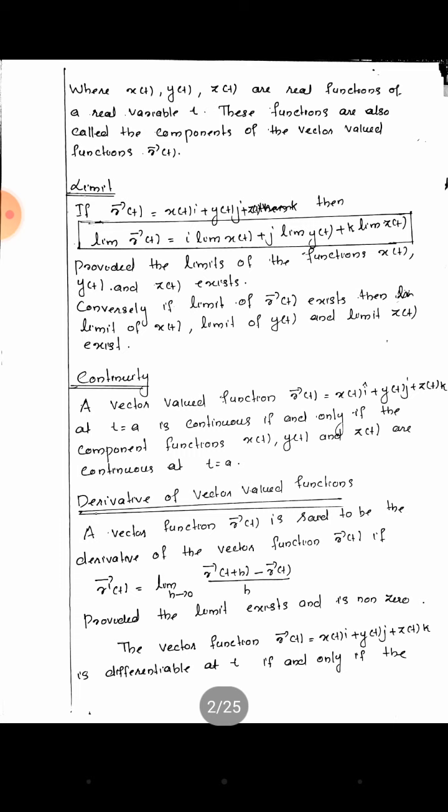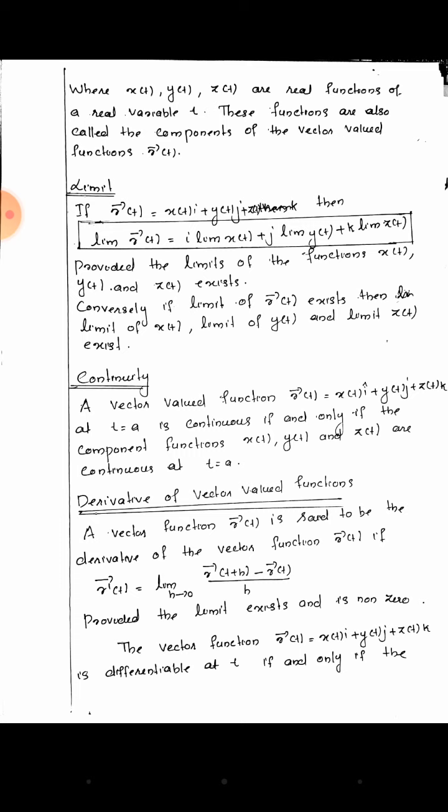We take the limit of each component of vector R, using the usual procedure for finding limit. That is, limit of vector R is equal to i into limit of x of t plus j into limit of y of t plus k into limit of z of t.